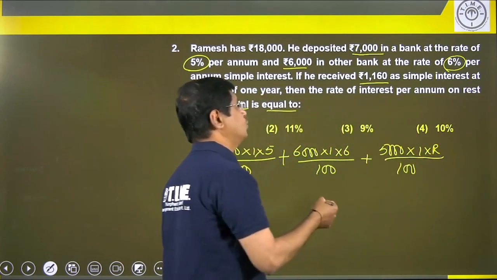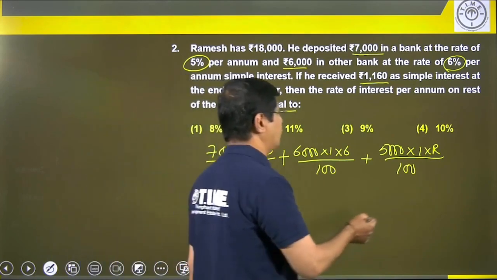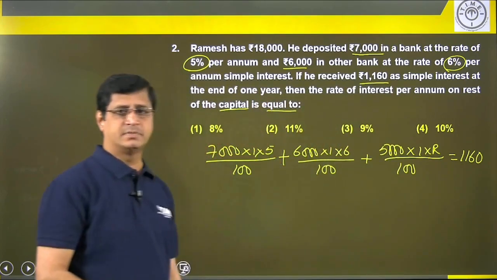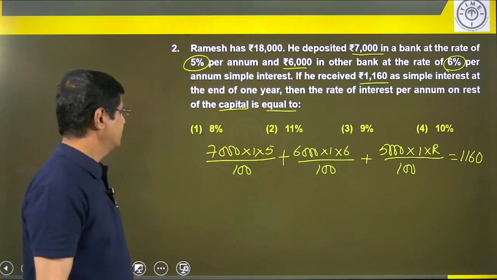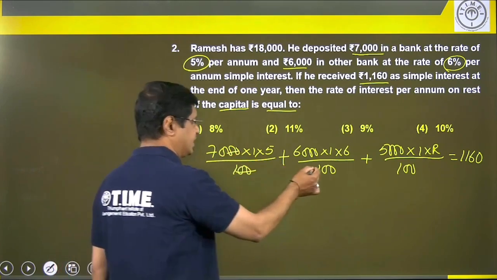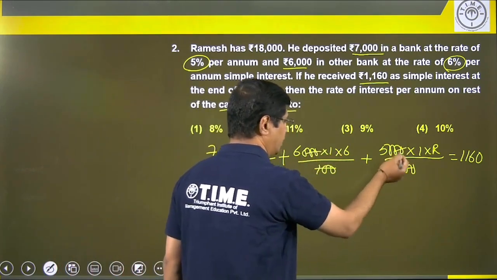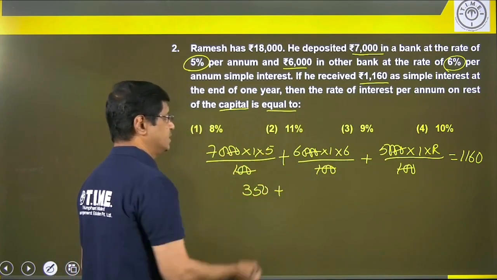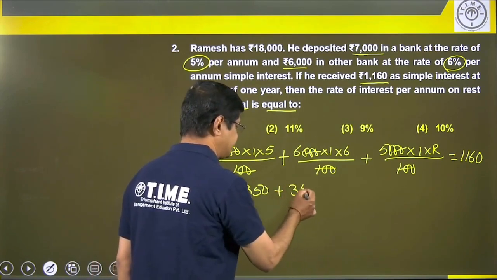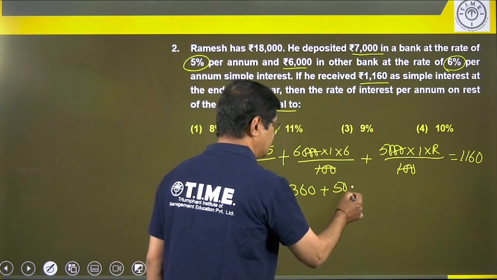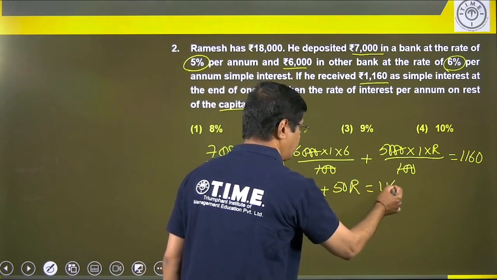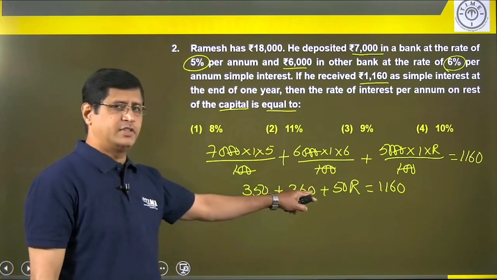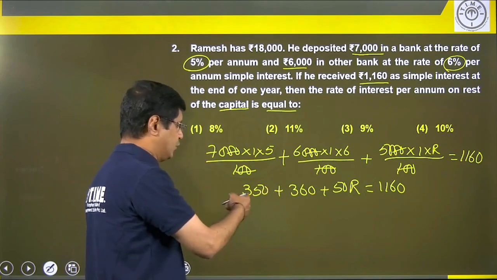Now the total interest received is 1160. Now find out the value of R. Solving this, the zeros we can cancel. 5 into 70 is 350. 6 into 60 is 360. 50 into R, that is 50R, is equal to 1160. How much is the sum of these two numbers? By adding these two values, 350 plus 360, that is 710.